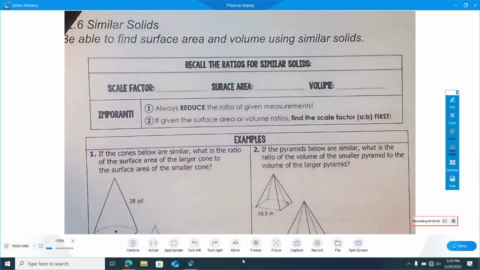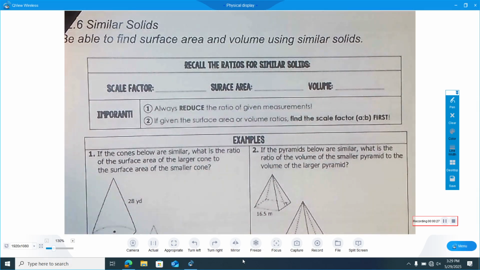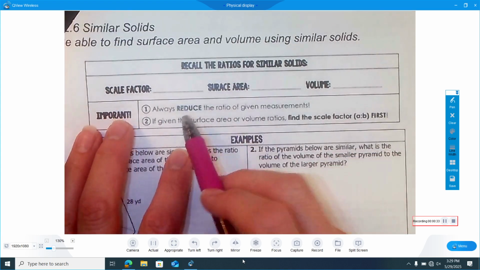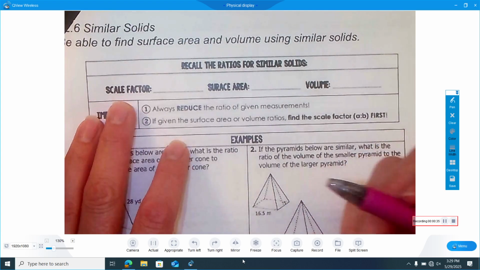Congratulations, we made it. All right, we have 12.6 talking about similar solids here. We have talked about scale factors before. It's been a little while, but we can use scale factors to help us find surface areas and volumes of similar figures. And so it turns out to be really quite handy.